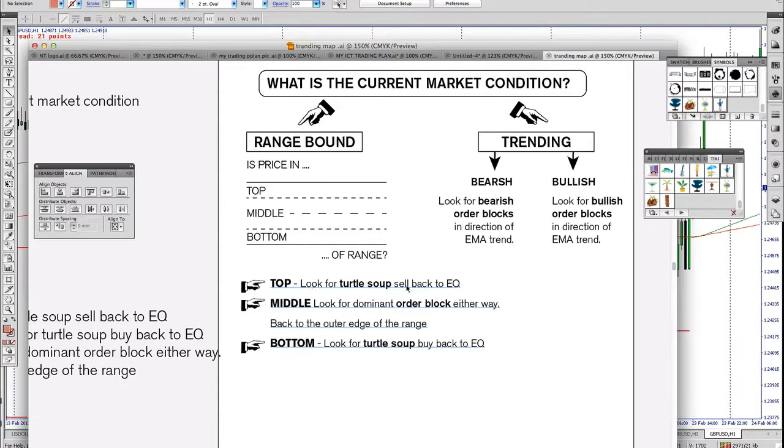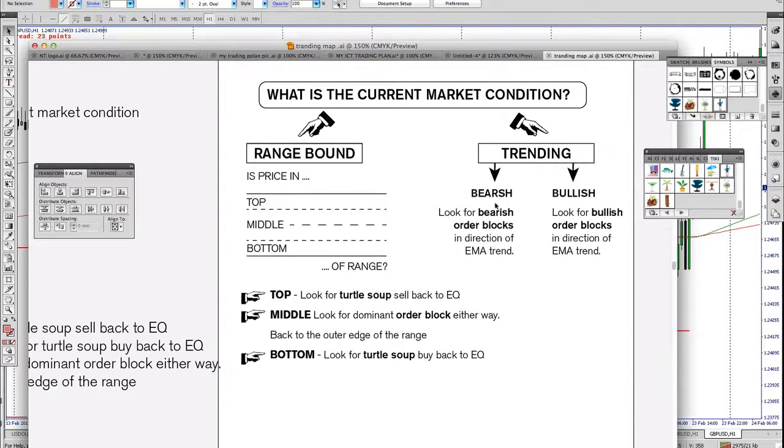If top, look for turtle soup to sell back to equilibrium. In the middle, look for dominant order blocks either way, up to the edge, back to the edge of the range. The bottom, look for turtle soup buys back to equilibrium. So that's turtle soup sell at the top, turtle soup buy at the bottom.